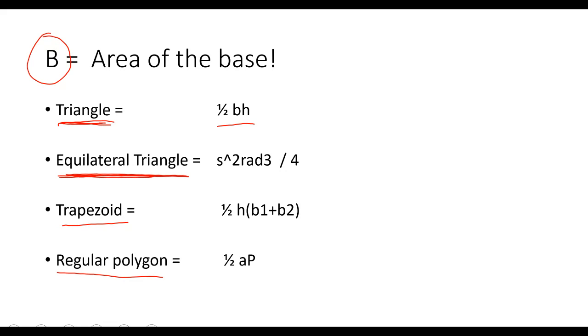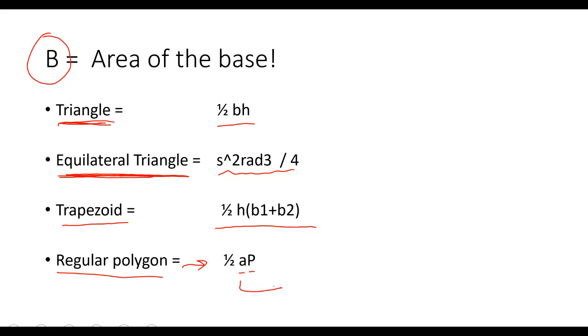Base times height divided by 2, right? That's for a triangle. This one we've kind of snuck in there. It's a side squared times radical 3 all over 4. You'll find that in the notes in, I think, 11.3. Trapezoids are 1/2 times the height times base 1 plus base 2. And then we've done a lot of work with regular polygons using apothems and the perimeter.